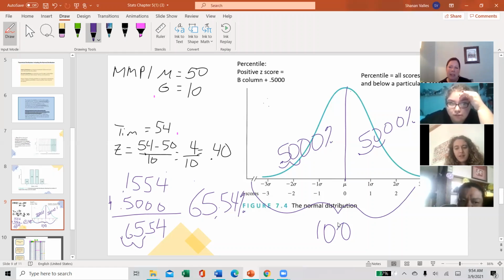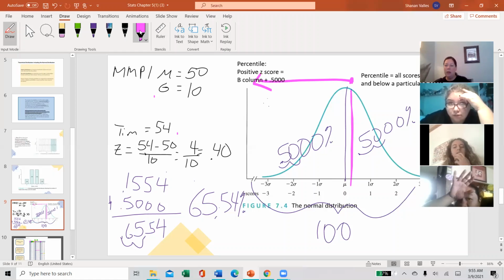So when we looked at Tim and he was a little bit above the mean, a little bit up here, to find all the scores equal to him and below, we have to find that little chunk right here, and then we just add up everybody that's below the mean. Because the B column will only take you as far as the mean, and then you need to find everybody that's below the mean.